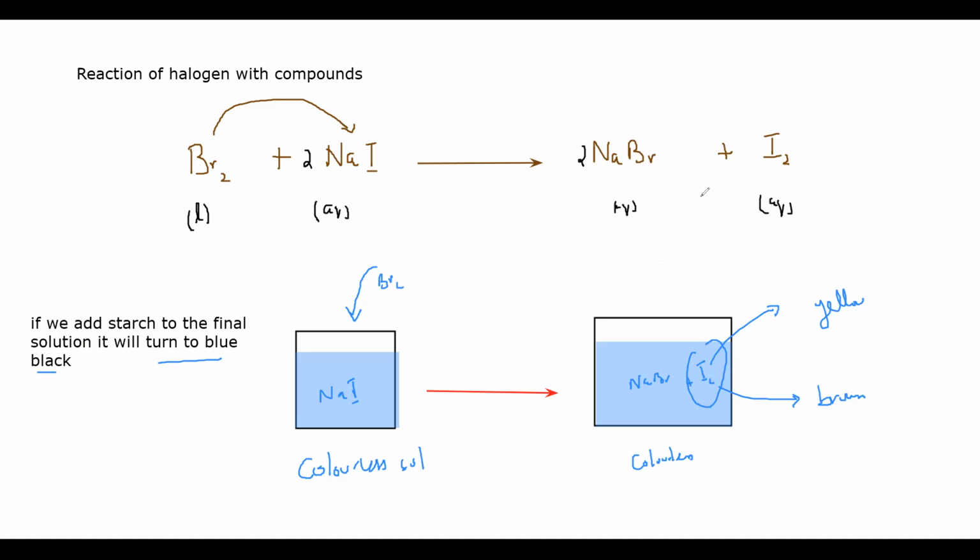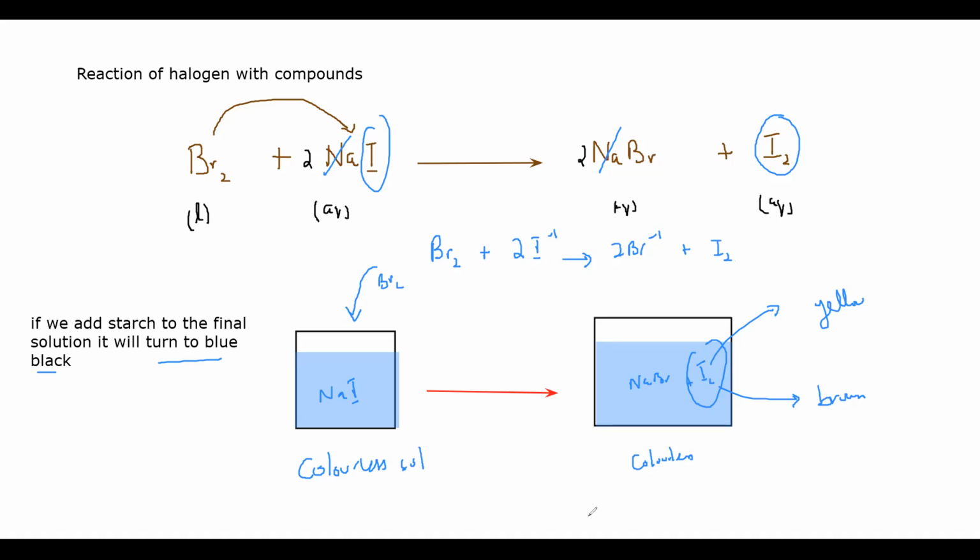Is it clear? If I want to write an ionic equation, I will cancel out the common ion. Sodium is common. But why am I not canceling the iodine molecule? Because here is I2 and here is iodide ion. A molecule cannot be cancelled with an ion. It should be an ion on both sides to cancel out. So when we write the ionic equation, it will be Br2 plus 2I minus gives 2Br minus plus I2. That is the ionic equation for this reaction. Is it clear?